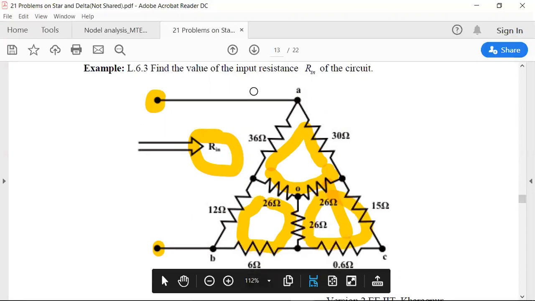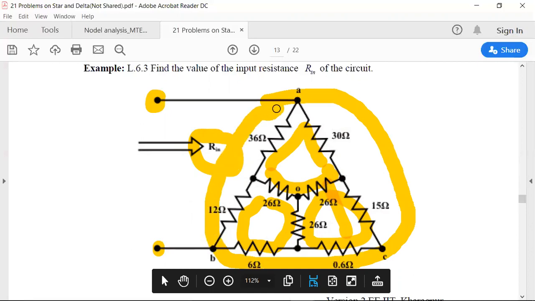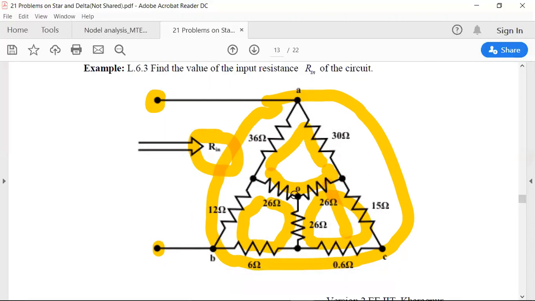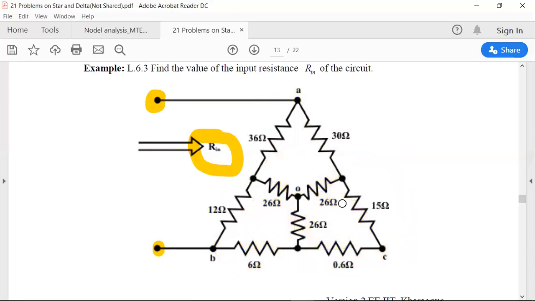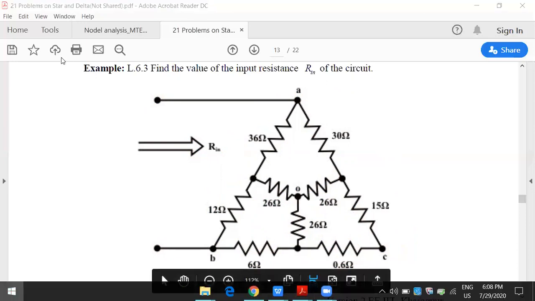What about this? Not series, not parallel. So in this network, in the triangle mode across ABC, they are neither series nor parallel. Hence, the only method we can apply for this is star to delta or delta to star transformations. Before that, let me take a snapshot of this. One moment. Let me paste it in Paint.